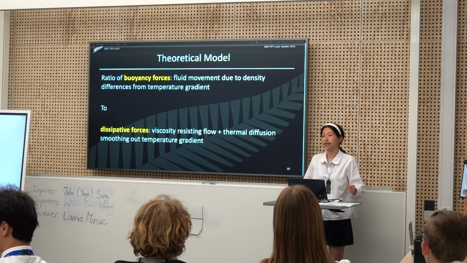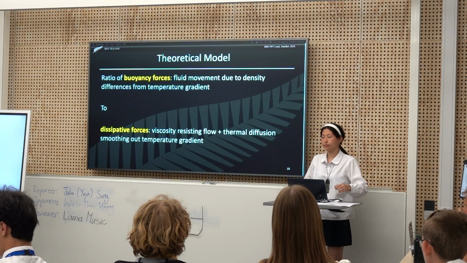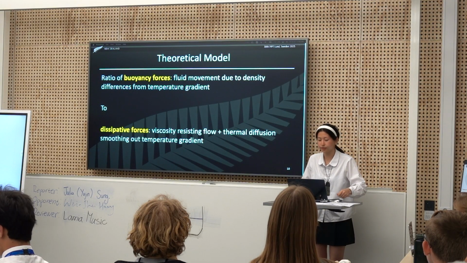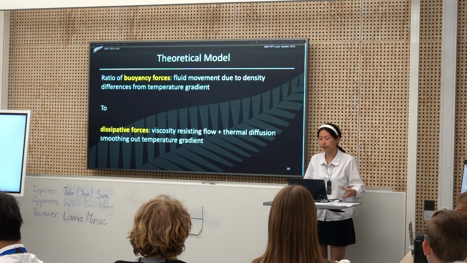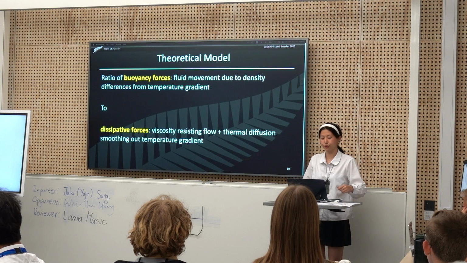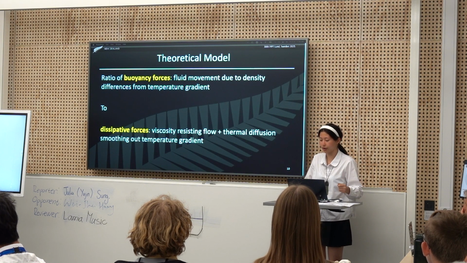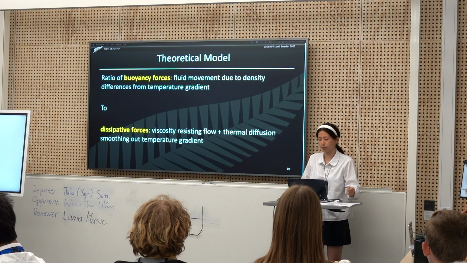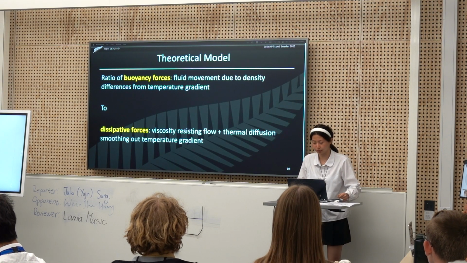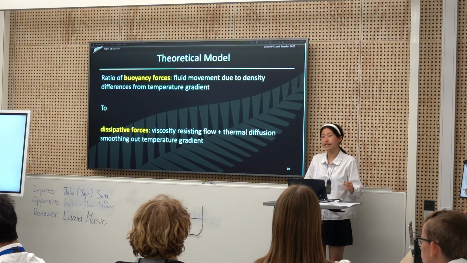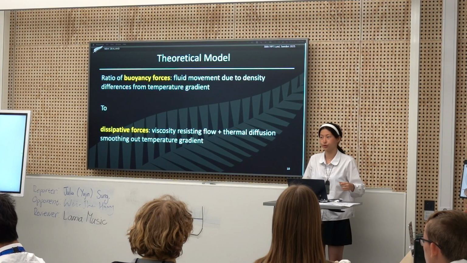So what exactly does the Rayleigh number represent? This number is the ratio of buoyancy forces to dissipative forces. So it quantifies how much the fluid movement due to density differences from a temperature gradient prevails over resistive forces of viscosity and thermal diffusion. The larger the Rayleigh number, the easier it is for Rayleigh-Bénard convection to actually occur.